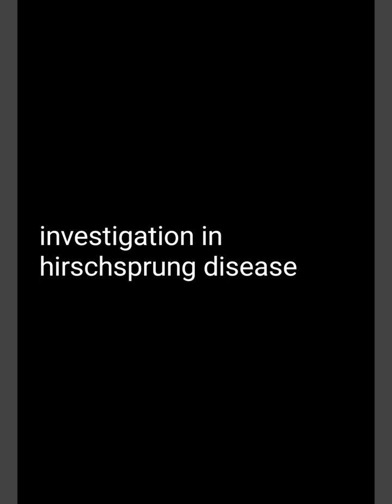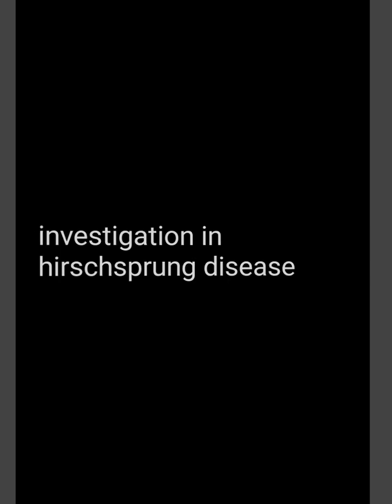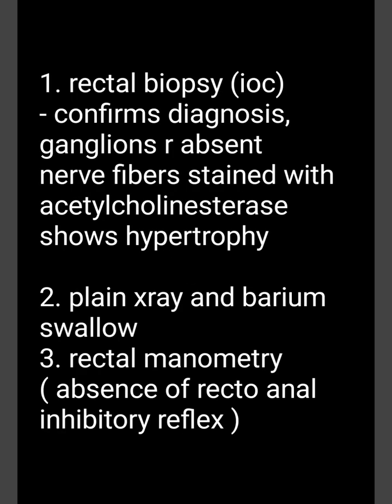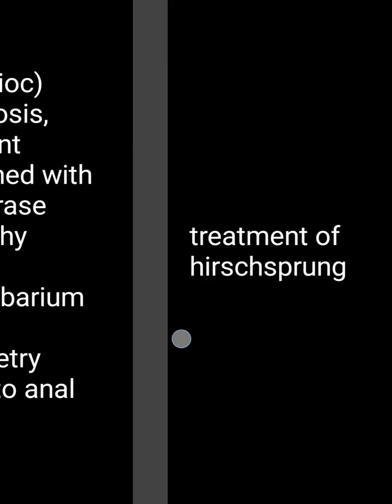Investigation in Hirschsprung disease. 1. Rectal biopsy, IOC, confirms diagnosis: ganglion cells are absent. Nerve fibers stained with acetylcholinesterase show hypertrophy. 2. Plain X-ray and barium enema. 3. Rectal manometry: absence of recto-anal inhibitory reflex.